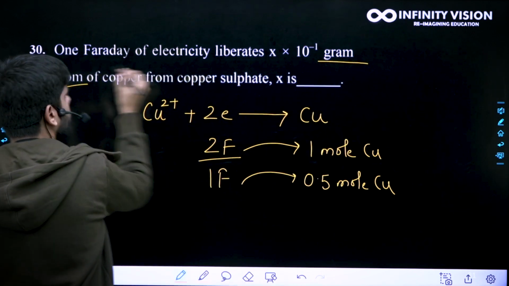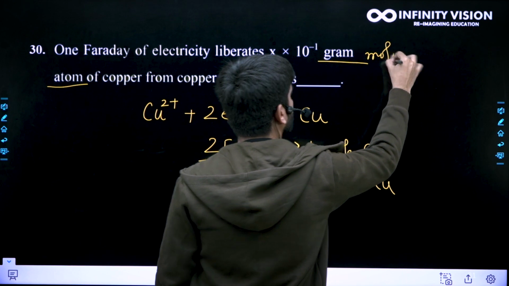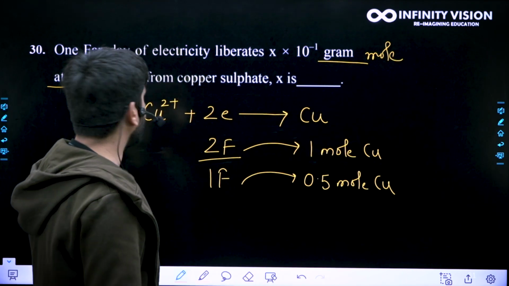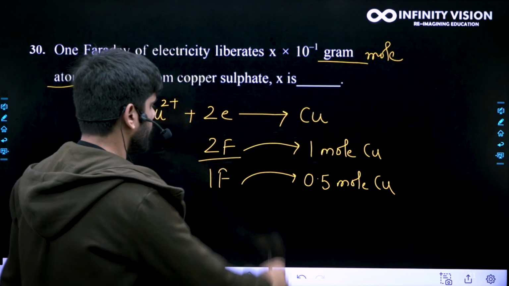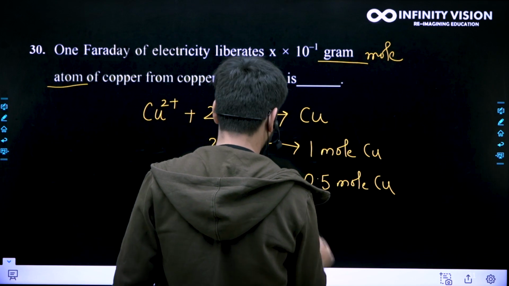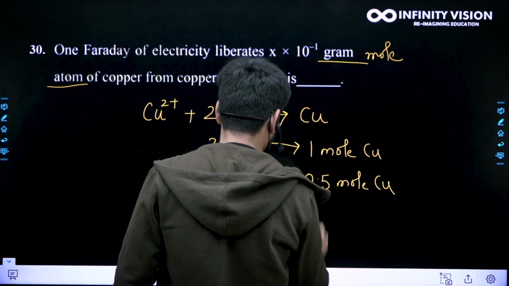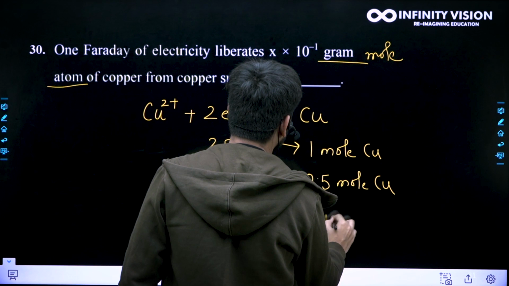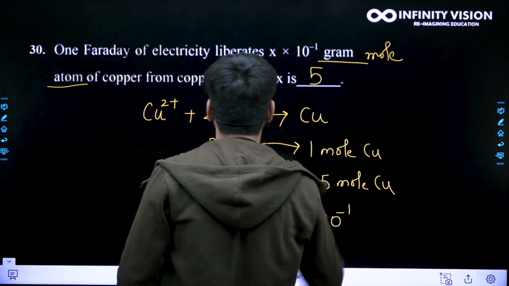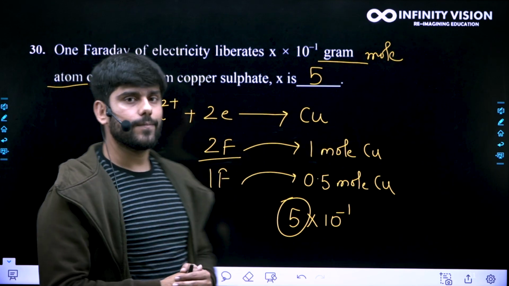Now gram atom is nothing but mole only. We know that molar mass can also be called gram atomic mass. So gram atom is nothing but mole, right? So 0.5 mole, but we are supposed to give the answer in this form. So we can write it 5 into 10 to the power minus 1. So 5 is the right answer. So X is 5. I hope the question is clear. Okay, thank you.